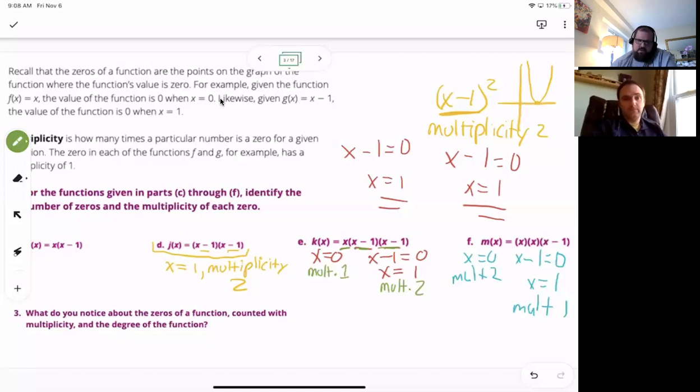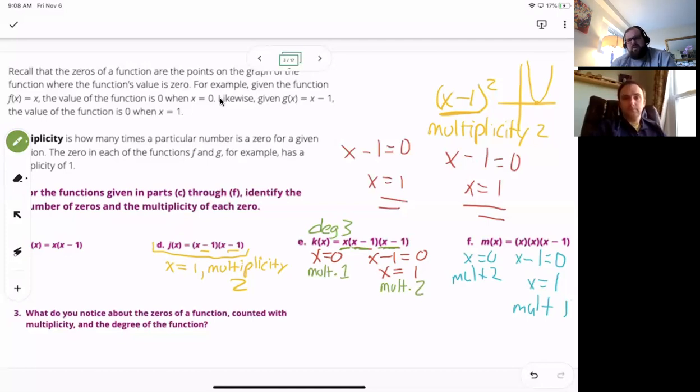All right, and there's another question down here. What do you notice about the zeros of this function counted with multiplicity, and so combining these with degree? Well, let's take a look. So for the ones that we did, E is going to be 1, 2, 3 x's. I'd call that degree 3. And I got a multiplicity 1, I got a multiplicity 2.